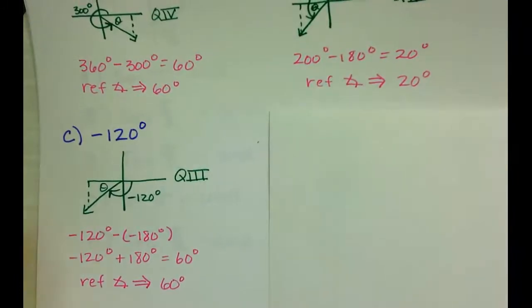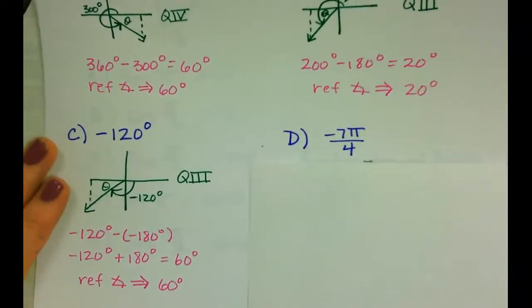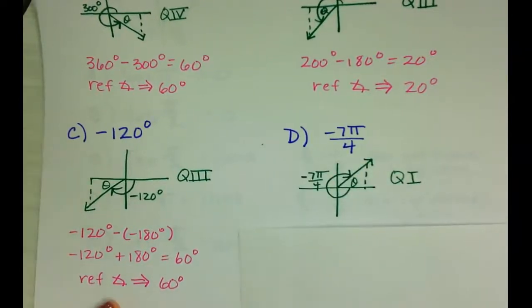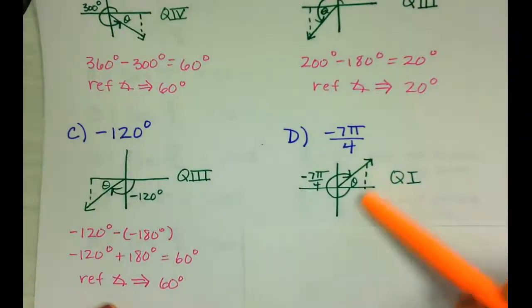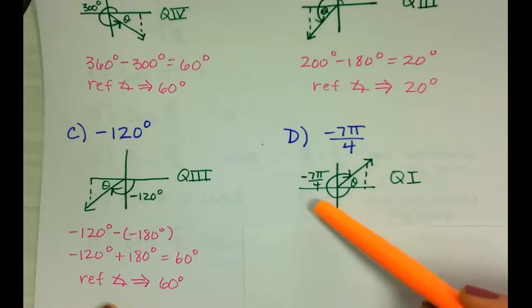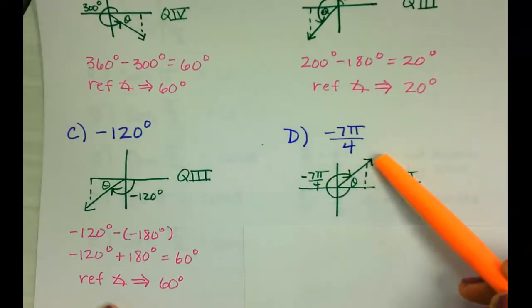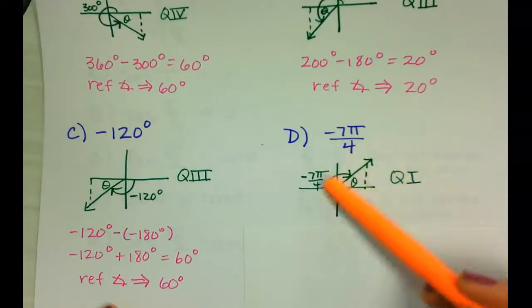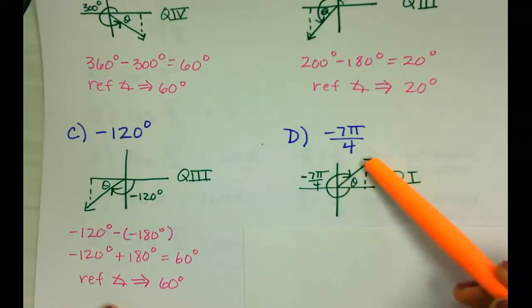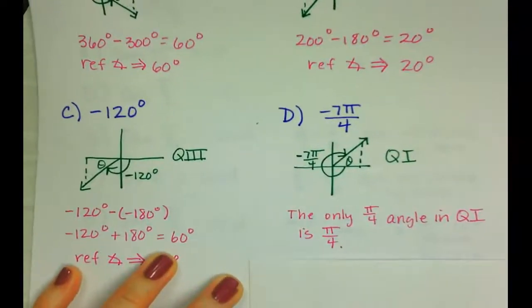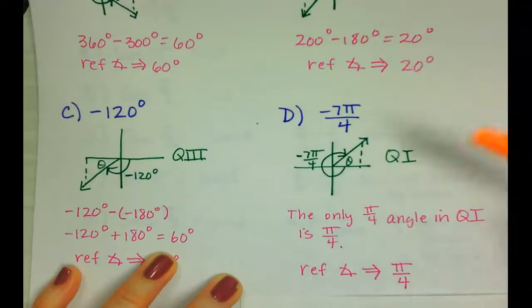All right, and D. I have negative 7 pi over 4. This time it's in radians. So where would negative 7 pi over 4 be? It would be in the 1st quadrant, because remember, we're starting at 0 and we're working this way. If we count it backwards, that would be 1, 2, 3, 4, 5, 6, 7 pi over 4 in the negative direction. And there is only one pi over 4 angle in the 1st quadrant that we can use. And so that means that our reference angle is pi over 4.